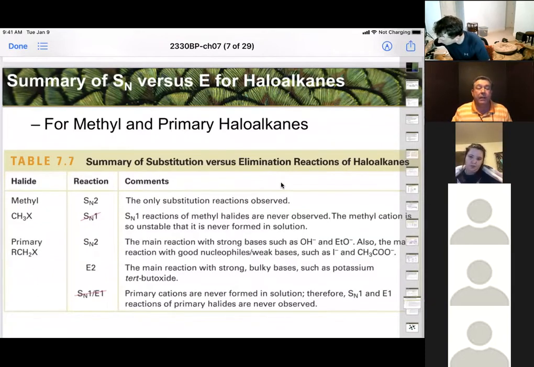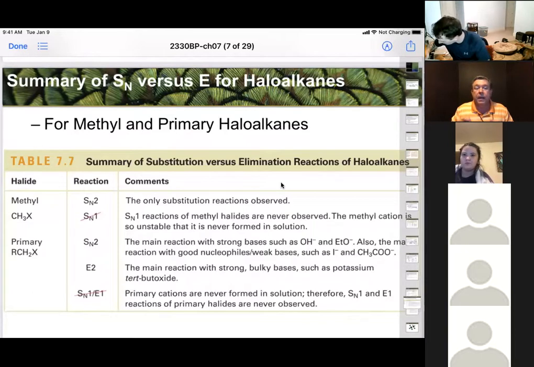First of all, a methyl halide cannot undergo elimination reactions because there are no alpha hydrogens. So a methyl halide will undergo an SN2 reaction. It only undergoes an SN2 reaction because it has no ability to form a carbocation, so it can't go SN1. It has no alpha hydrogens, so it can't undergo an E1 or an E2. That means the methyl halide can only do one thing.